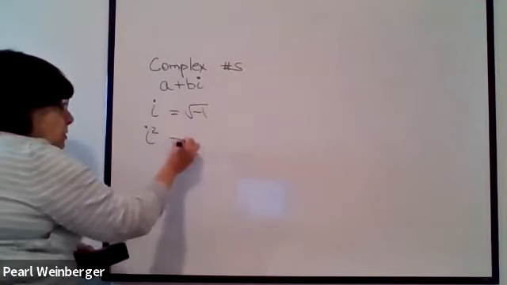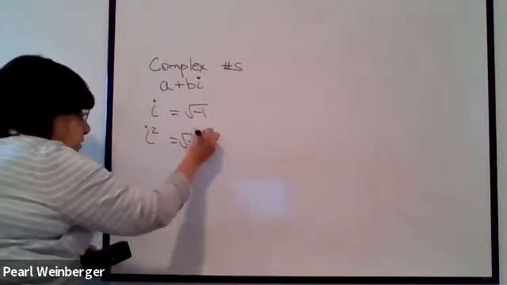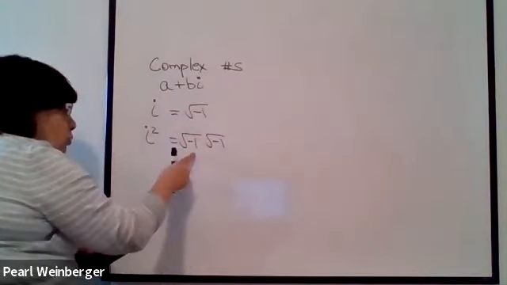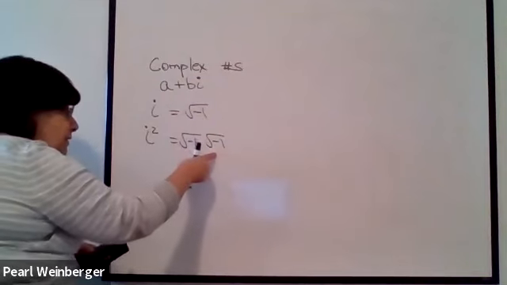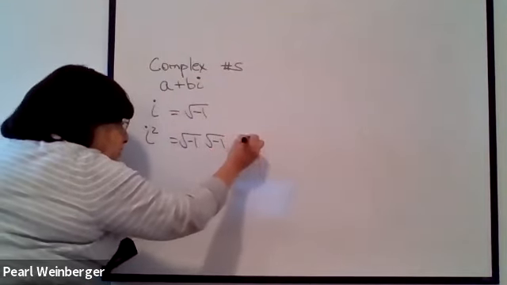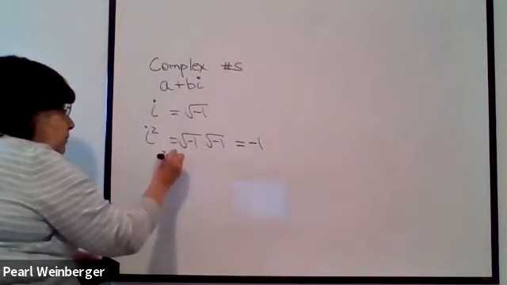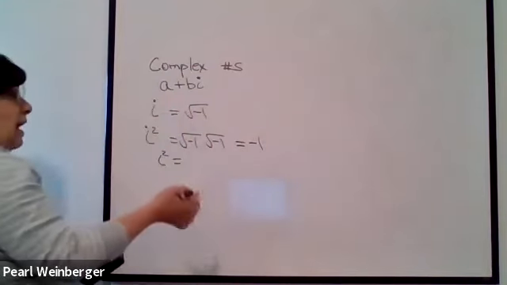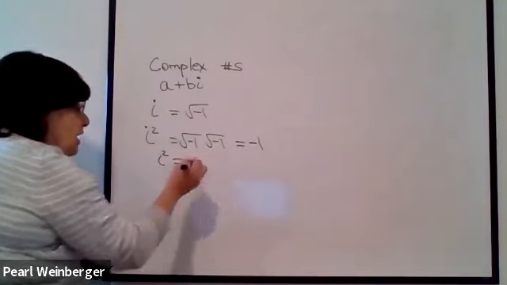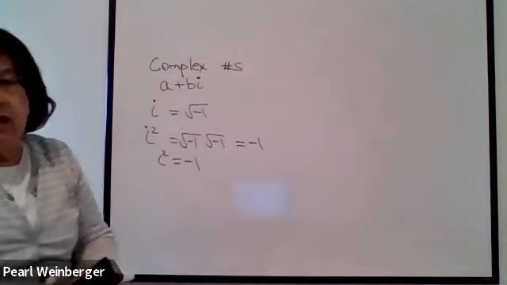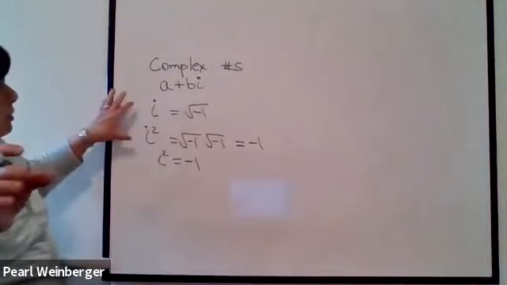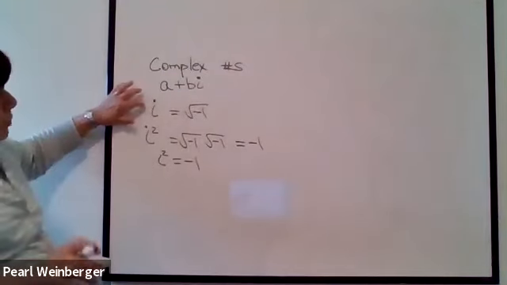Well, i squared is the square root of -1 times the square root of -1. You are multiplying a square root by itself. That gives you -1. And here is the most important fact, aside from what i is: i squared itself is just -1. And these are the two most important facts you have to remember.